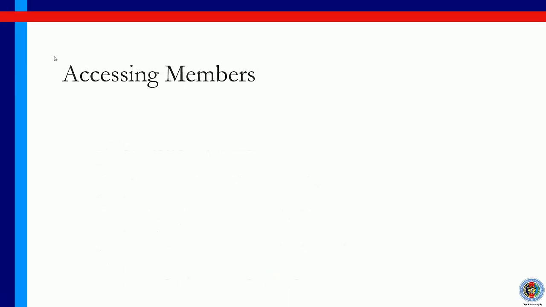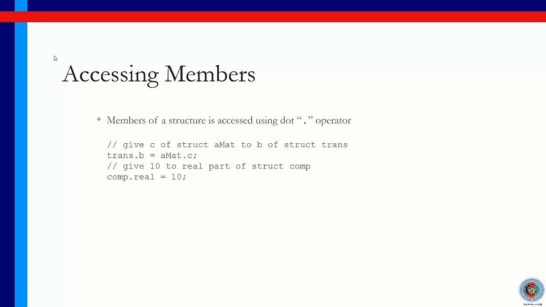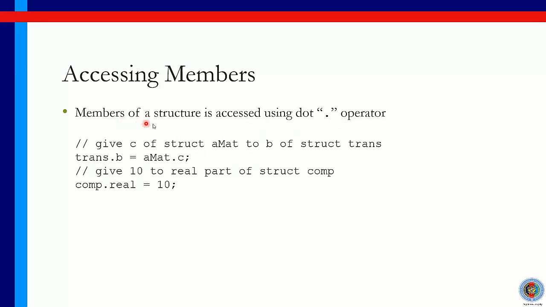Now that we know how to declare and initialize values to structures, we need to know how to access them. In this case, accessing structures means we want to read or write values into the members. Accessing members of structures is done by using a dot operator.